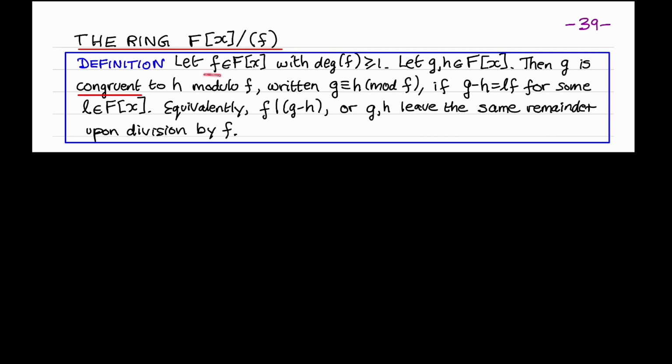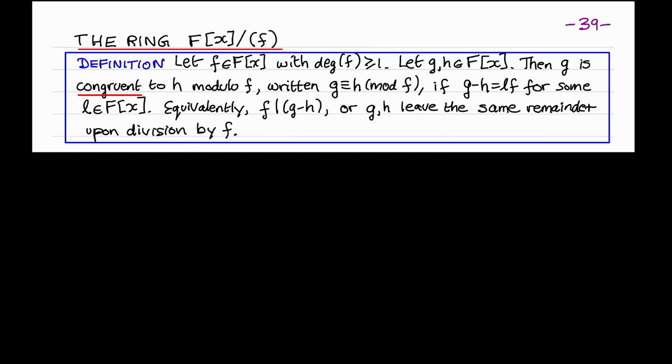Let little f be some polynomial over the field capital F of degree at least 1. Let g and h be any polynomials over the field F. Then g is congruent to h modulo f, written in the usual way, if g minus h is a polynomial multiple of f. Here the multiple also has coefficients in the field capital F. Equivalently, we could write that f divides g minus h.